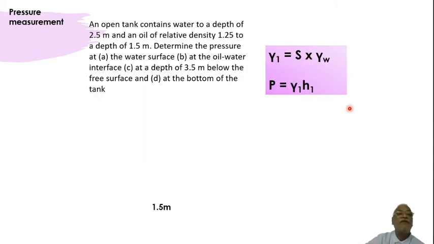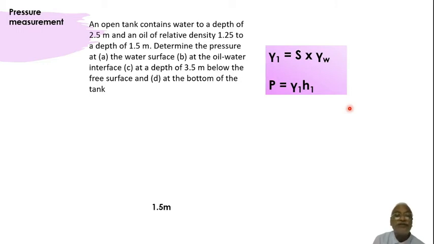Okay, here I have one problem. An open tank contains water to a depth of 2.5 meter and an oil of relative density, that is specific gravity, 1.25 to a depth of 1.5 meters. Determine the pressure at A, the water surface, at the oil and water interface, and at a depth of 3.5 meters below the free surface, at the bottom of the tank.